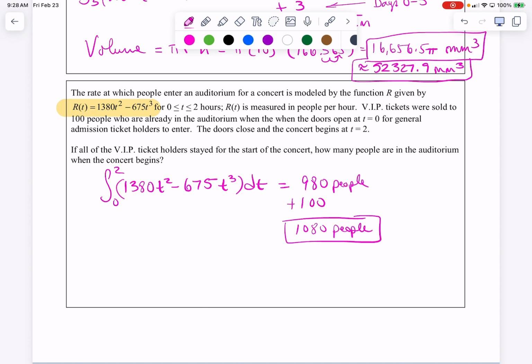Oh, dang. Okay. Hold on. I gotta make some prints. Okay, so you should have gotten 1,080 people.